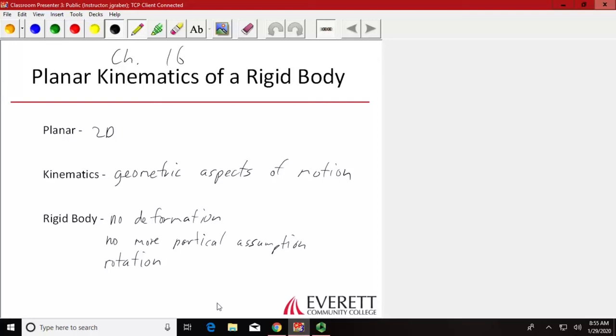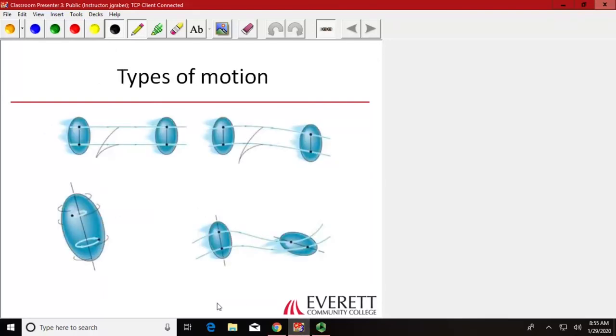Okay, so types of motion. There are 4 types of motion listed here. The first one we started off with, you notice this object is just going straight in a straight line. We call this rectilinear. This is rectilinear motion. The next one, we have the object, and it is going on a curve, which is the name of the type of motion.